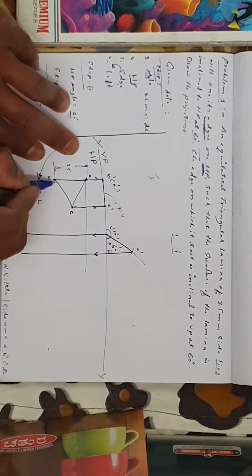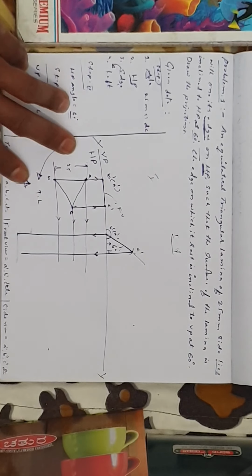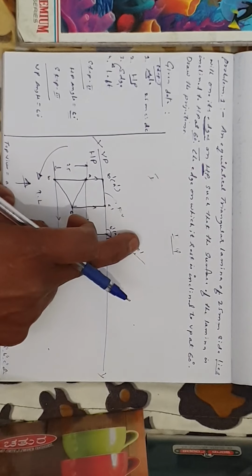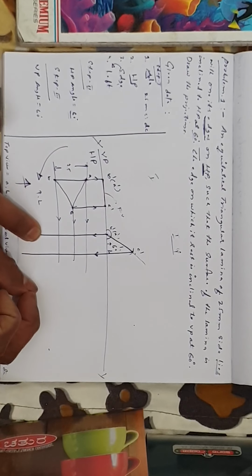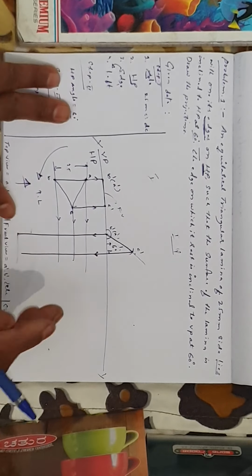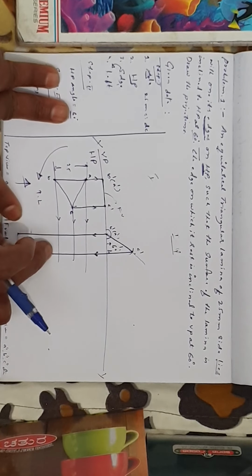Take from A, from B, from C and also show the arrow mark on each projector. So this is the true length top view, and here in the front view, the top view we are getting is apparent. Apparent means less than actual length. How much less than actual length, we don't know. So by using these projectors we need to find out this apparent length.